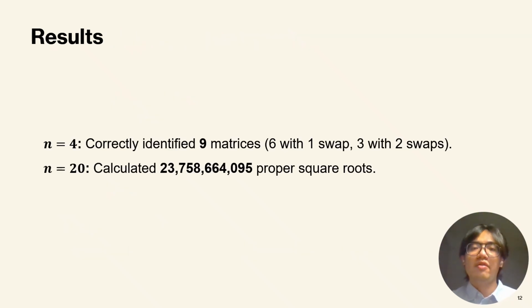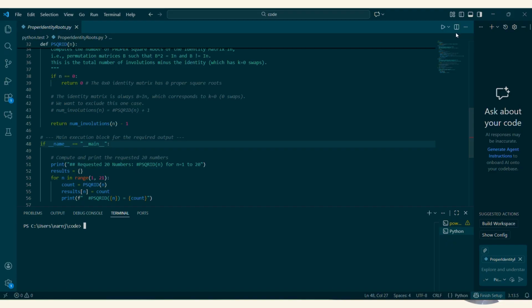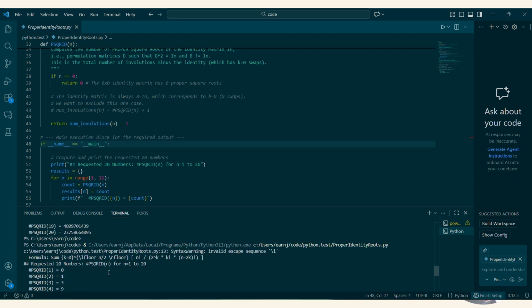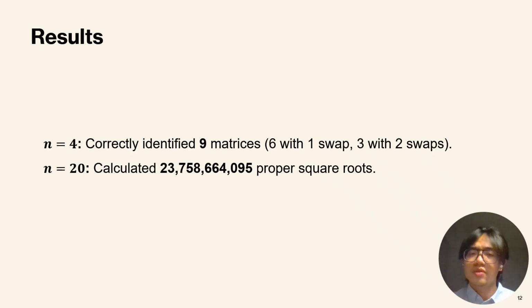Finally, here are the results. For n equals 4, the code correctly identified 9 matrices. For n equals 20, the code was able to efficiently calculate the massive result, which is approximately 23.7 billion proper square roots.